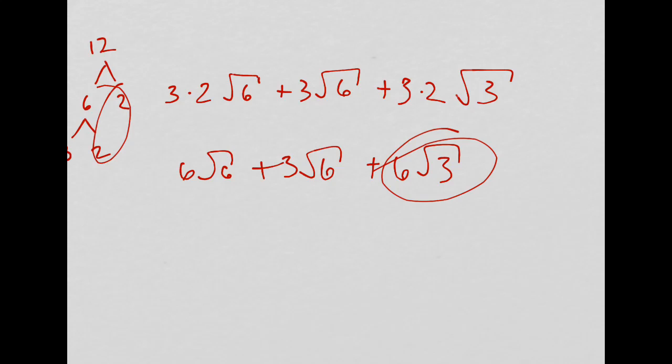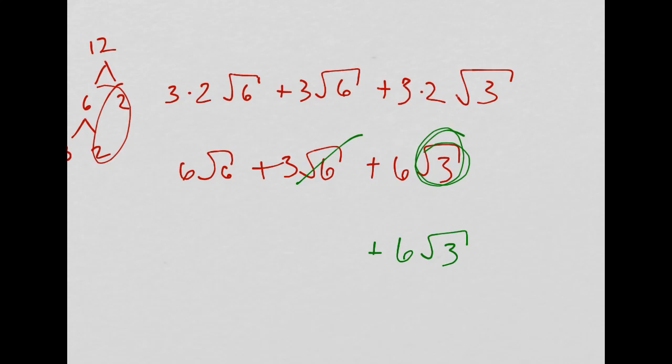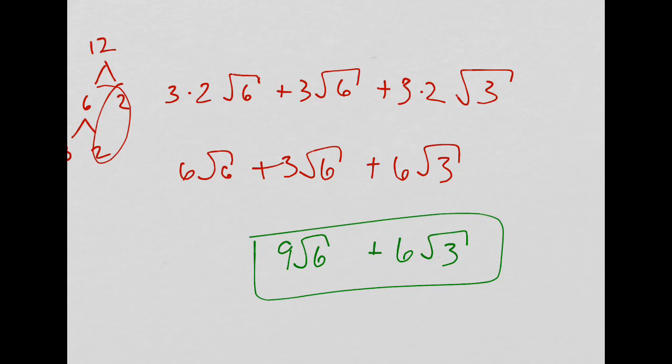So this one is different. This is different than all the rest, so I can't do anything with this. I'll leave it. Plus 6 square root of 3. I can't do anything because this is different than this and this. However, these are the same, so I can combine those because those are like terms. 6 plus 3, 6, 7, 8, 9. 9 square root of 6. There you go. Can't do anything else.